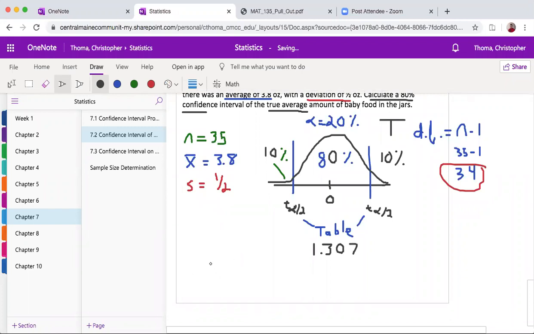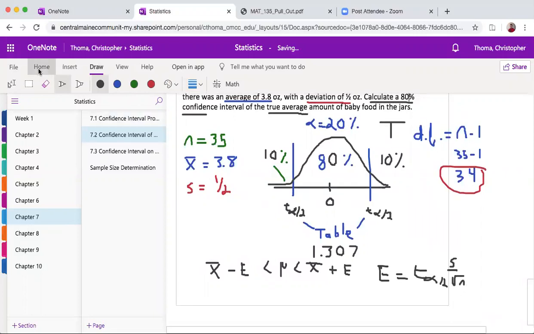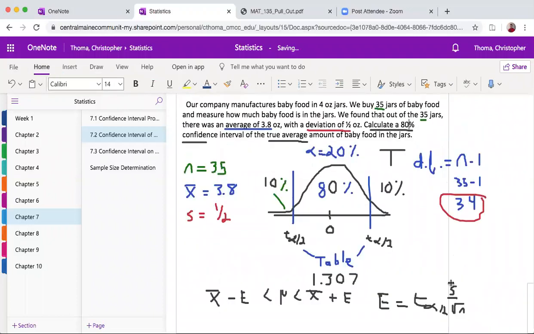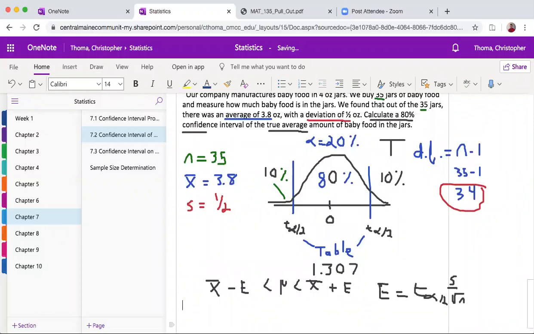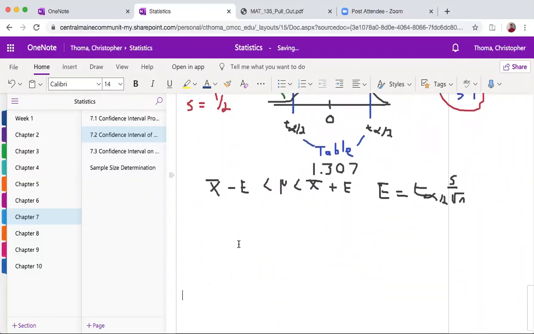So now I use my formula: x bar minus E less than mu less than x bar plus E, where E equals t over 2 times s over the square root of n. Need more white space.